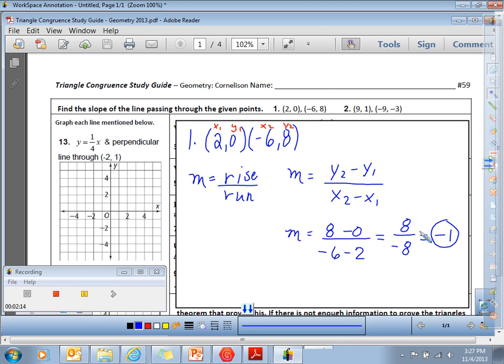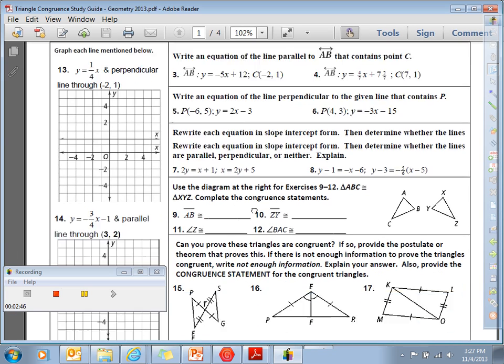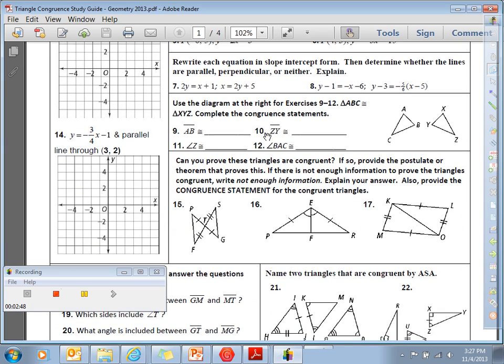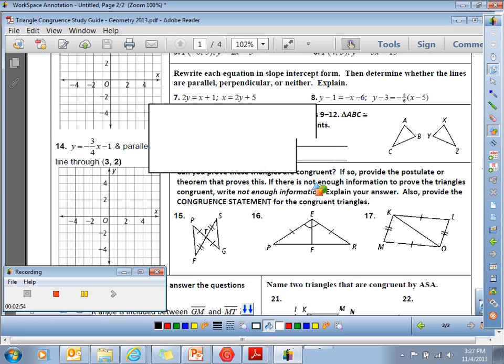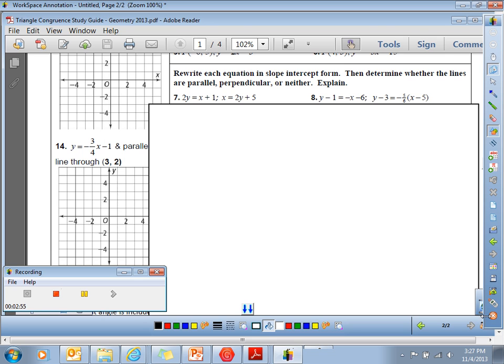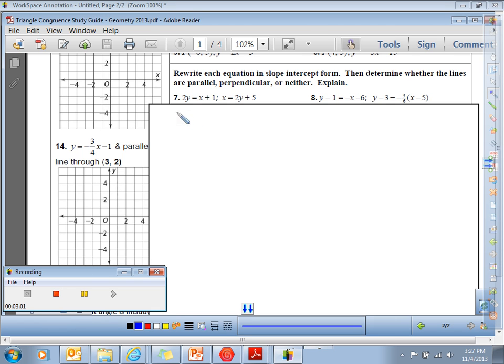Number 7, let's see. Let's go to 7. We write each equation in slope-intercept form, and then determine whether the lines are parallel, perpendicular, or neither. So it gives us 2 lines. This is number 7. Line 1, 2y is equal to x plus 1, and the other line is x is equal to 2y plus 5. So it says put it in slope-intercept form.